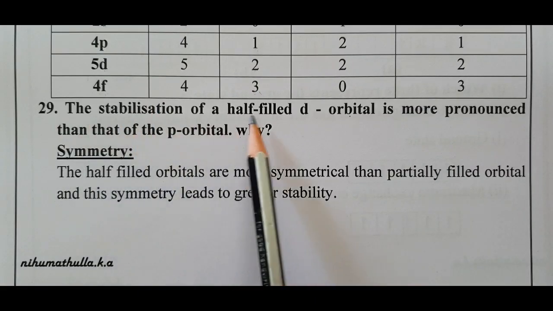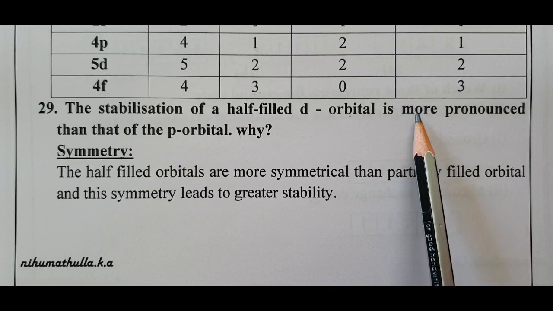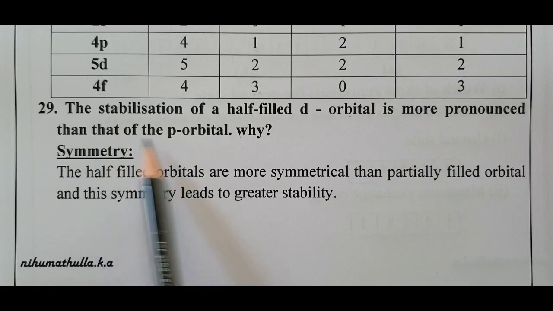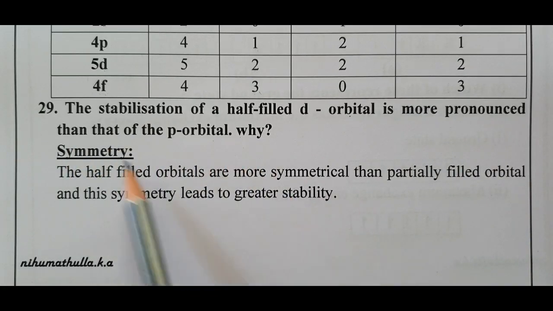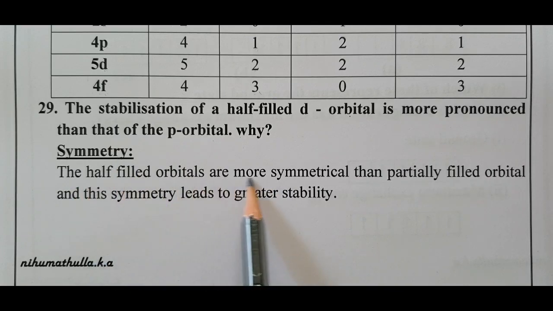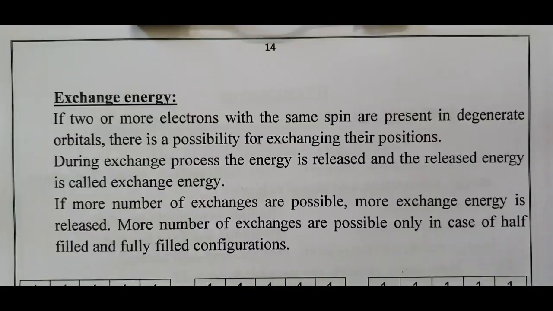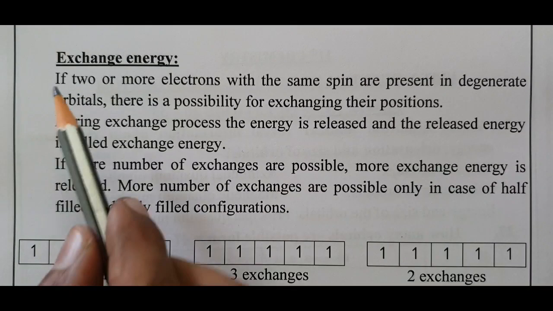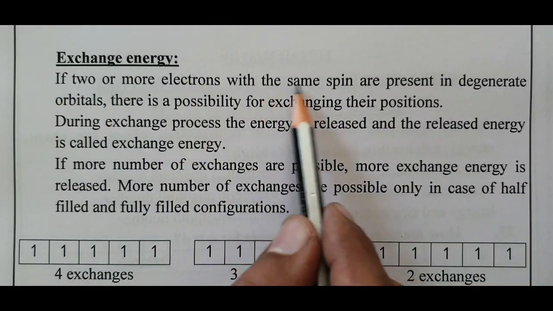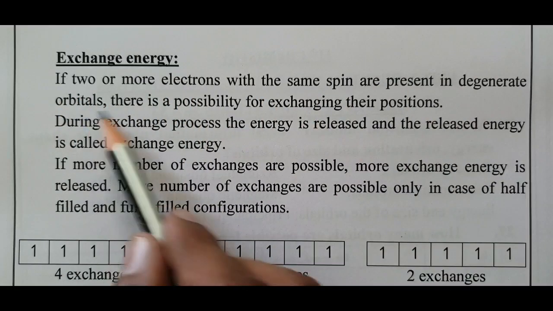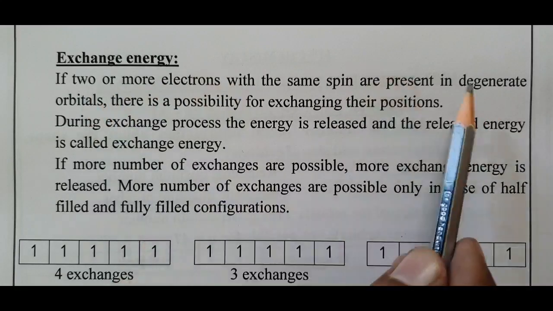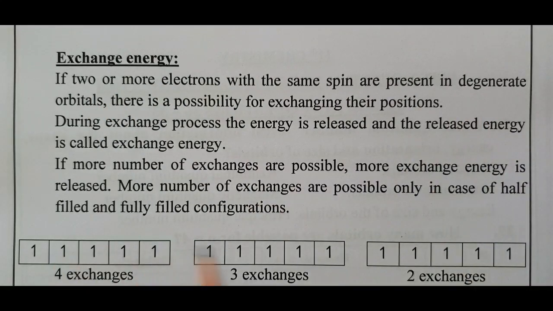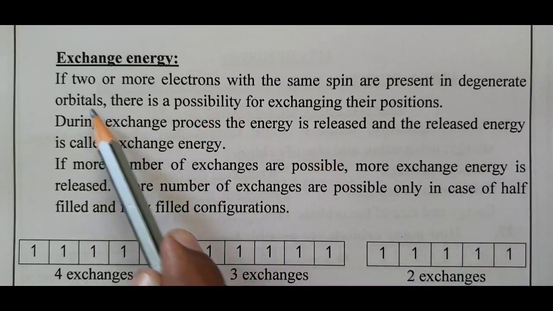The stabilization of half-filled d orbitals is much more pronounced than that of p orbitals. Why? Symmetry. The half-filled d orbitals are more symmetrical than partially filled orbitals, and this symmetry leads to greater stability. The second point is exchange energy. If two or more electrons with the same spin are present in degenerate orbitals. Degenerate orbitals means orbitals having the same energy.